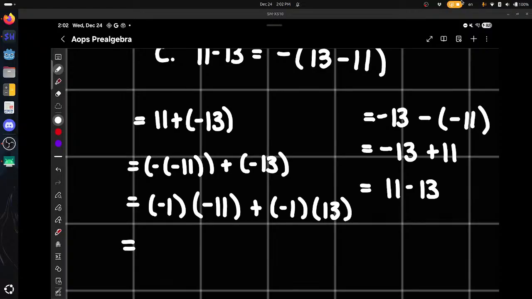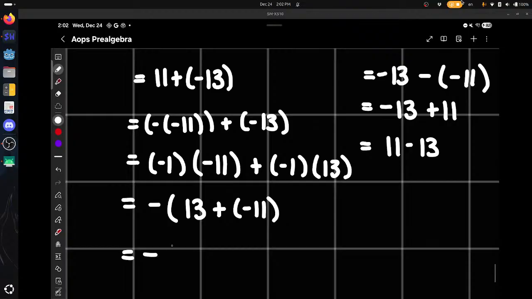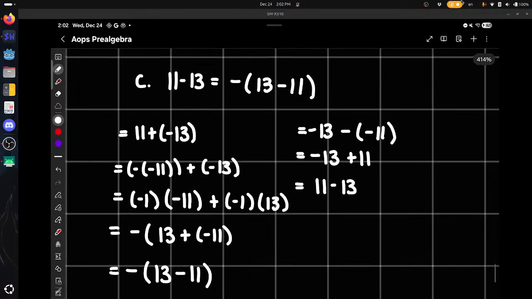Now we have a common factor, so this becomes negative, and then we could just do 13 plus the negation of 11, that then turns into 11. So the left-hand side is a little bit more trickier. I think you just have to realize that 11 is the same thing as a double negation. And then it just makes sense. Like how they got this answer.